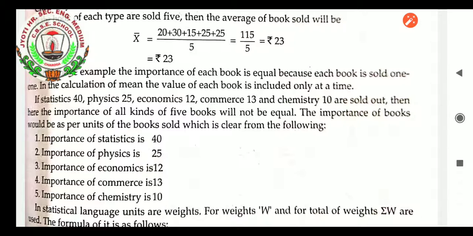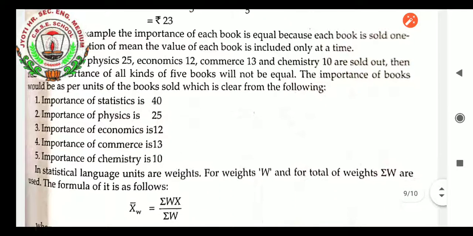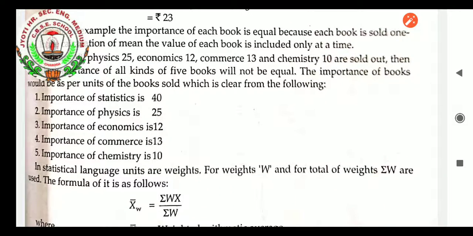Then here the importance of all kinds of books will not be equal, because commerce is in more demand, and science subjects less. The importance of the books would be as per the units of each book sold, which is clear from the following data. Importance of statistics is 40, physics is 25, economics is 12, commerce is 13, chemistry book is 10.